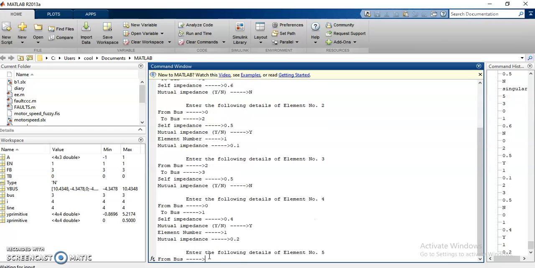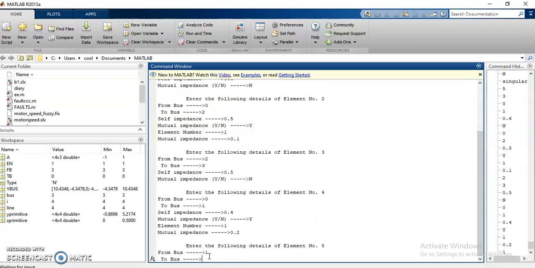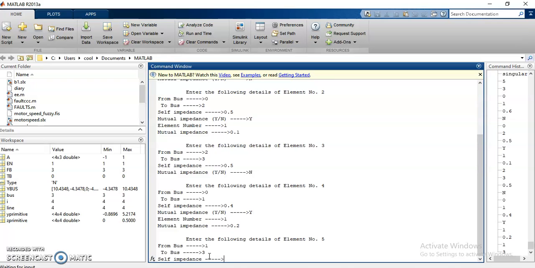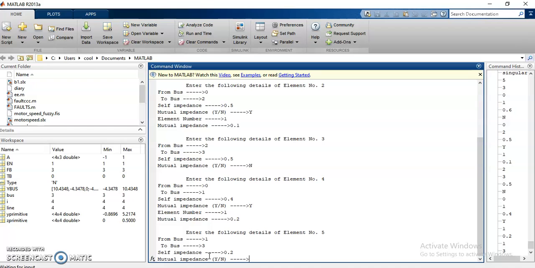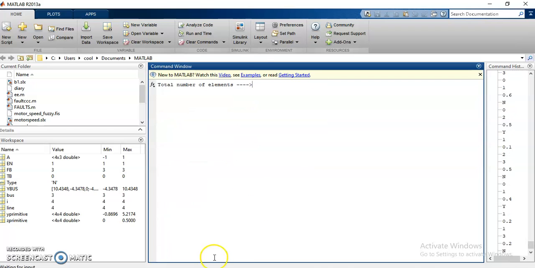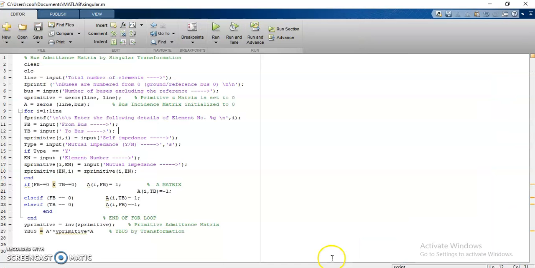Enter. Fifth element is in between 1 to 3. Is there self impedance? Yes, 0.2. Is there any mutual impedance in the problem? For the fifth element, there is no mutual impedance. No. Enter. Okay, just wait for a while.